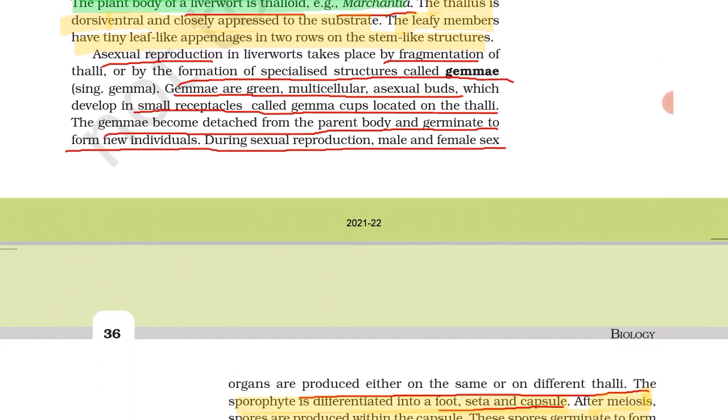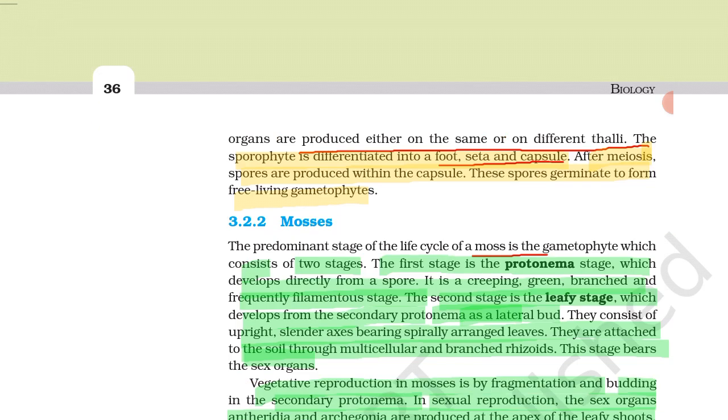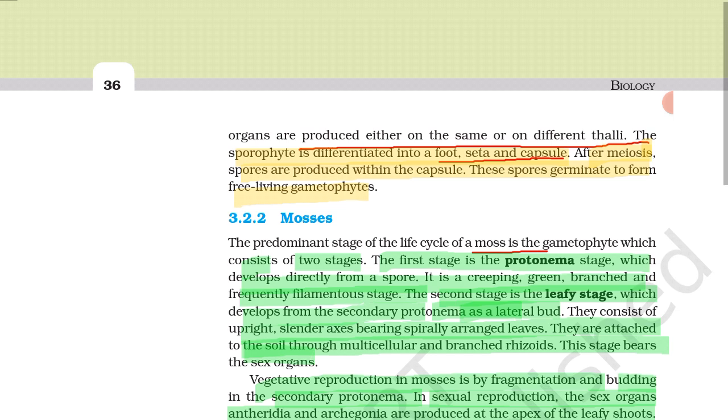During sexual reproduction, male and female sex organs are produced either on the same or different thalli. The sporophyte is differentiated into foot, seta and capsule. Most important question. After meiosis, the spores are produced within the capsule. These spores germinate to form free-living gametophytes.